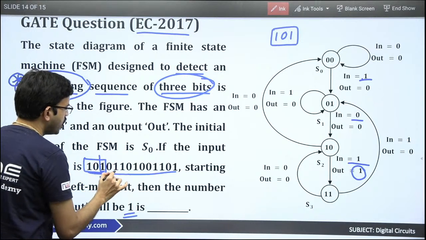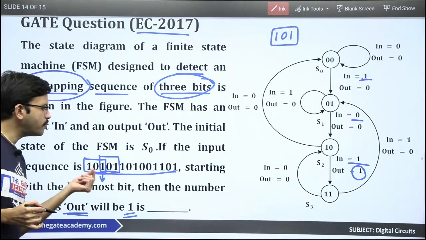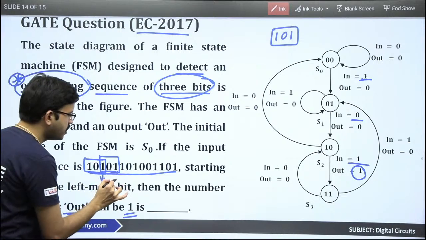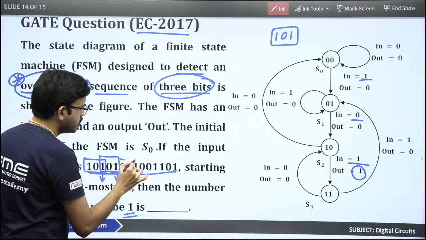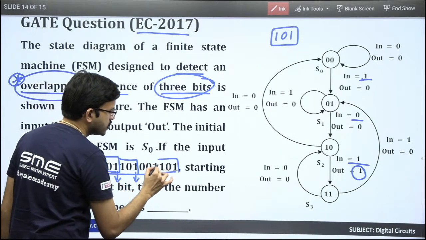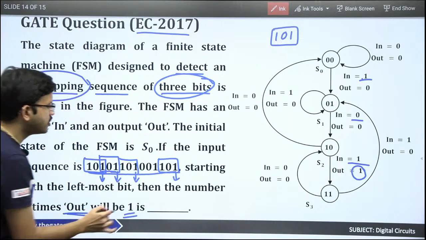Next, with overlapping, the ending bit of the first sequence can be the starting bit for the next sequence, right? So 1 0 1 output is 1, next 1 0 1 output is 1, next 1 0 1 output is 1. So 4 times you will get output as 1. The answer for this question is 4.